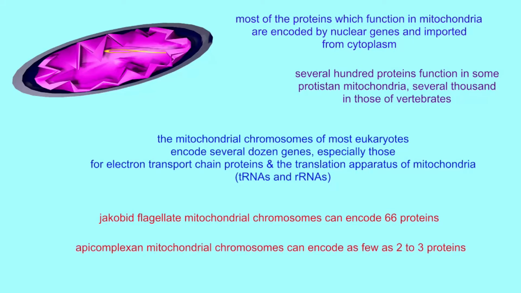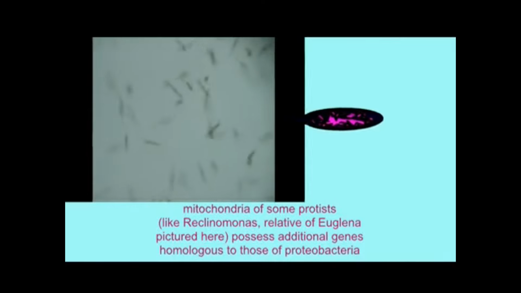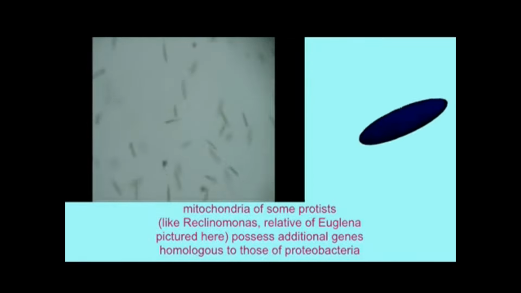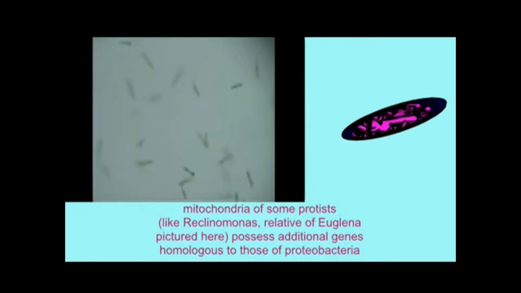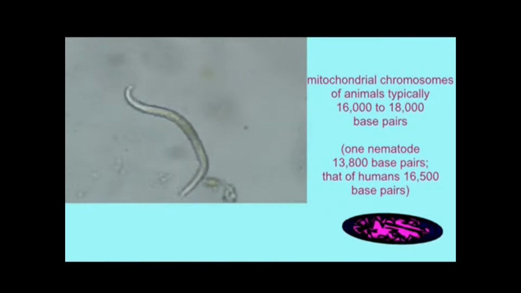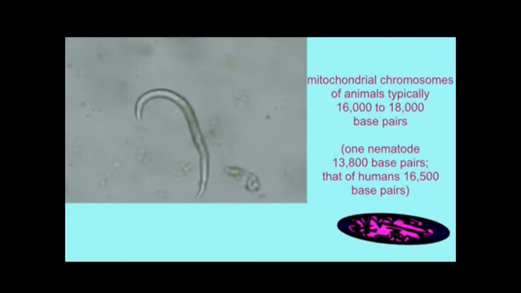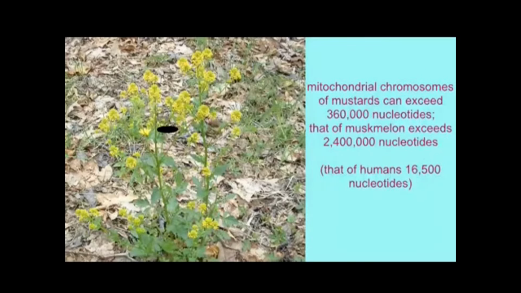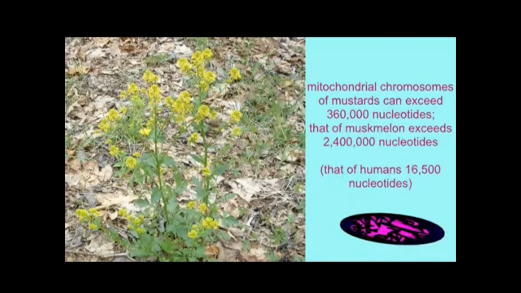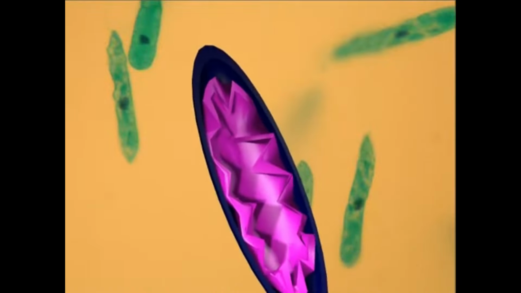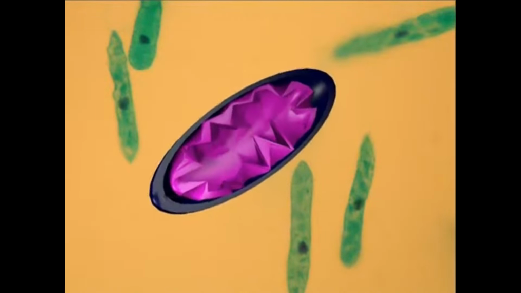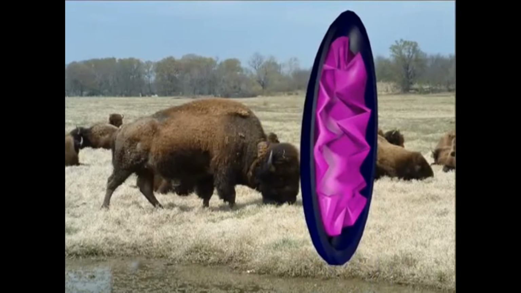Meanwhile, there are other protists which have much smaller mitochondrial chromosomes, which can encode as few as 2 or 3 proteins. Mitochondria in diverse eukaryotes can vary. So, for example, there are protists which possess mitochondrial genes that other eukaryotes lack, but these genes are homologous to those found in bacteria. The number of base pairs can vary. So while the mitochondrial chromosome of humans has, say, 16,000 base pairs, that of a plant can have more than 2 million.